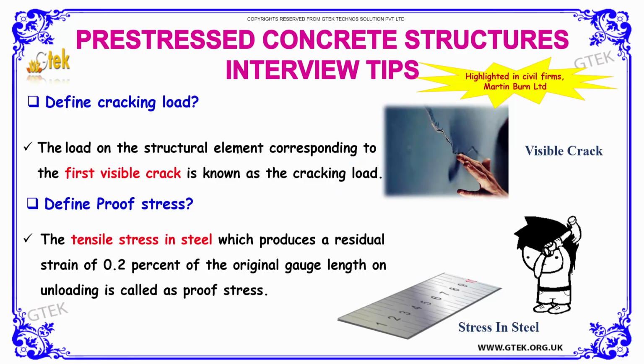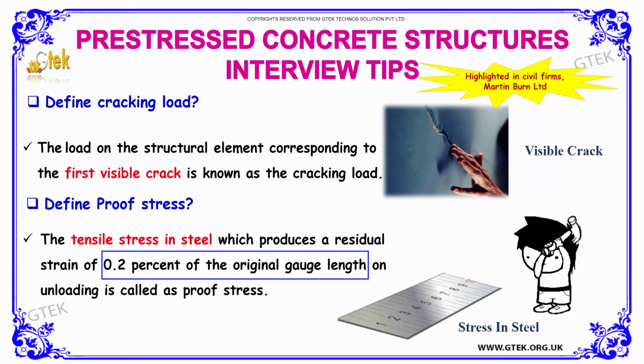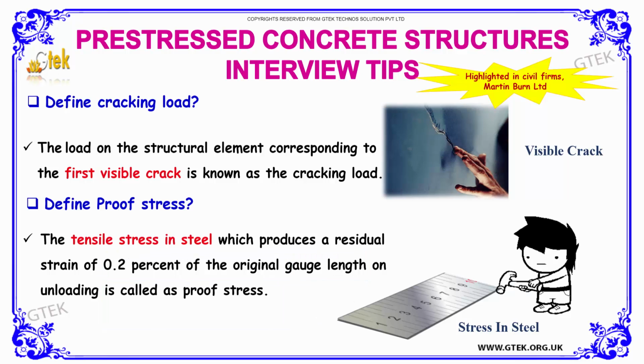So the next question is as follows. Define proof stress. The tensile stress in steel which produces a residual strain of about 0.2% of the original gauge length on unloading is called the proof stress.